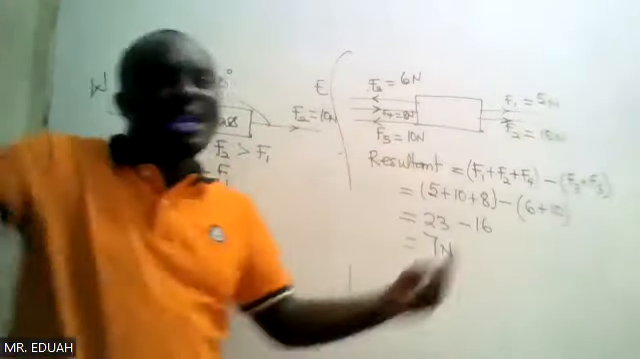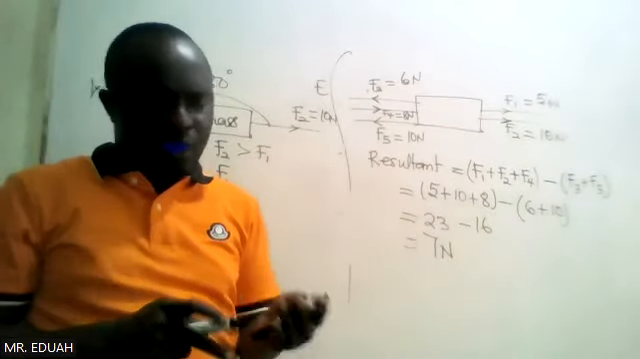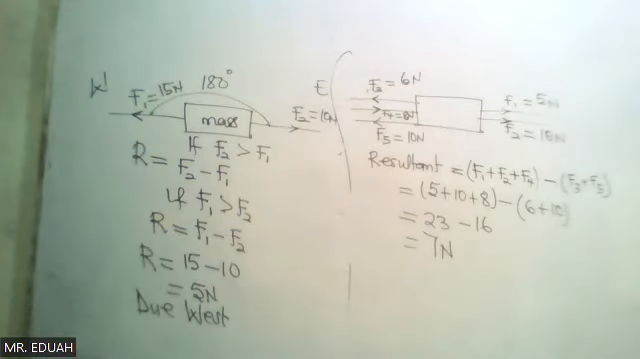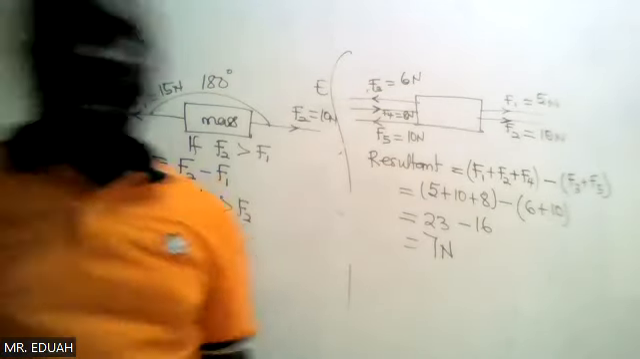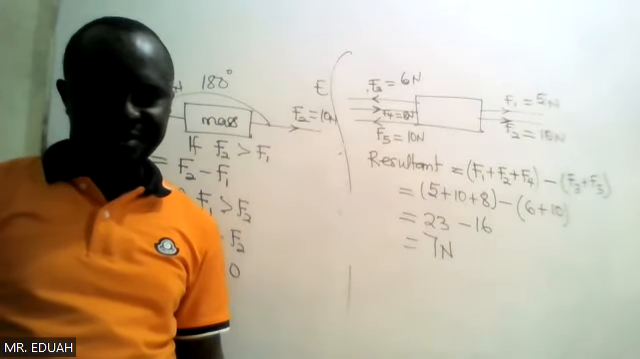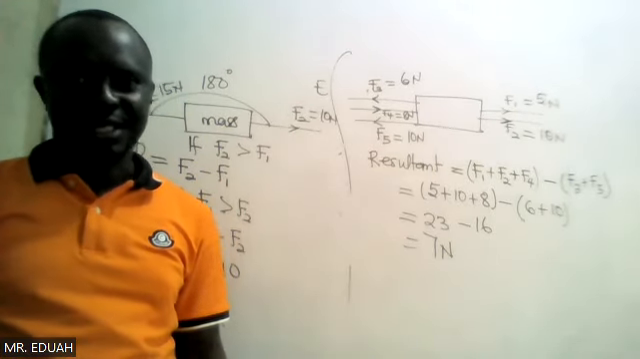So a question can mix them up, but you will have to sum up all the forces in one direction, sum up all the forces in the opposite direction, and then subtract. Any question?